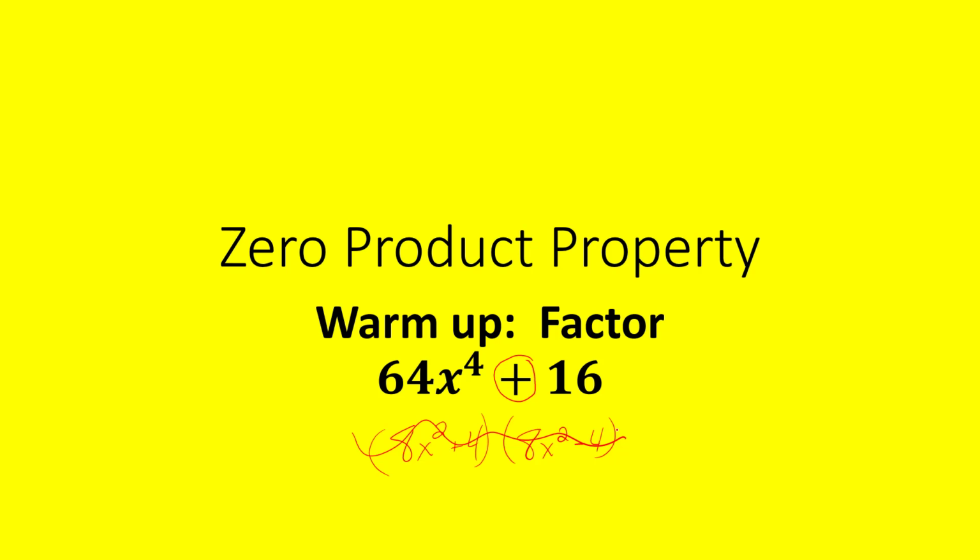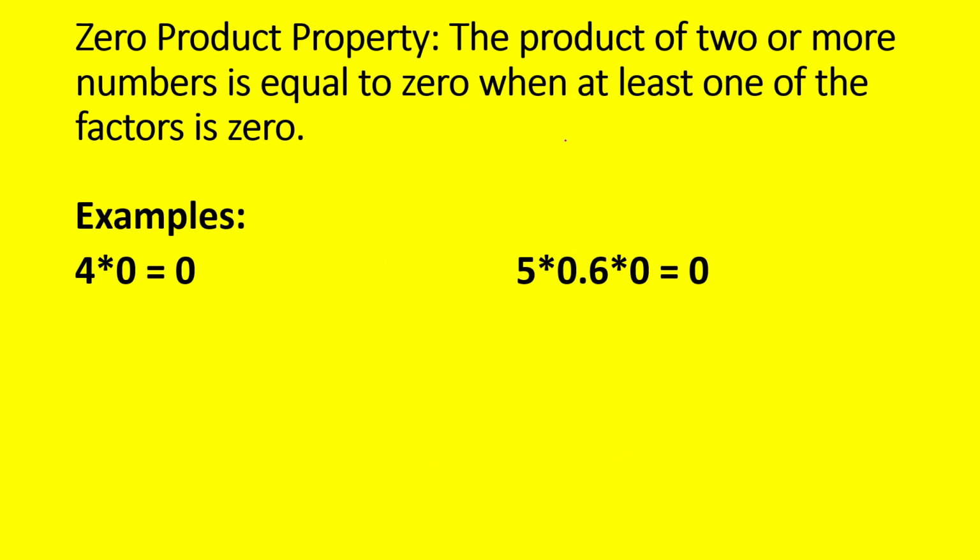The only thing we can do for this particular problem is factor out the GCF. So the GCF between 16 and 64 is 16. 16 goes into 64 4 times. 16 goes into 16 1 time. And so our solution is 16 times 4x to the fourth plus 1.